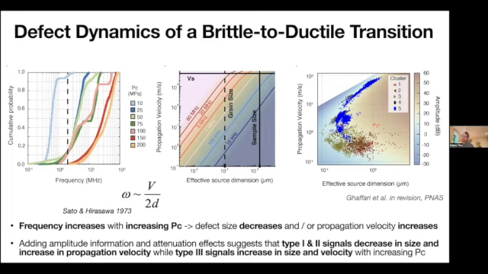But what is clear is that as the pressure is increasing, the defect size must be either decreasing or their propagation velocity must be increasing.